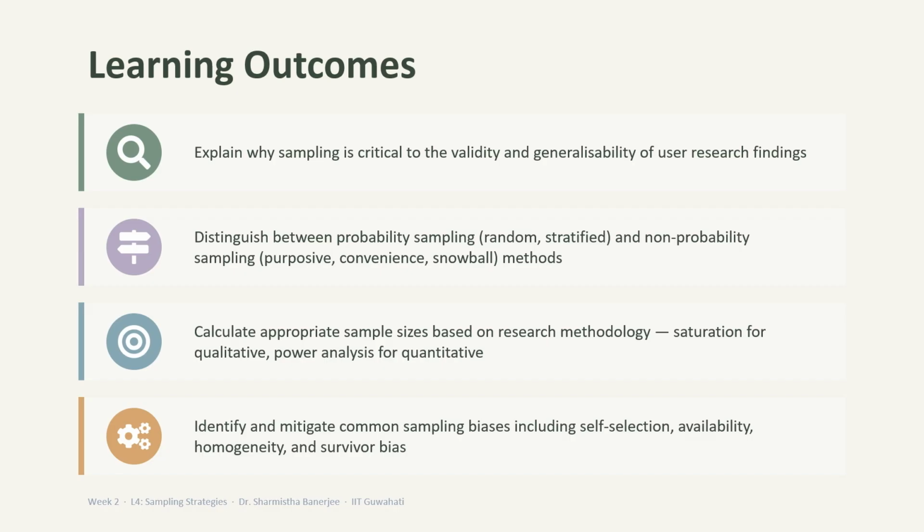We will distinguish between different kinds of sampling methodologies: probability sampling, which is either random or stratified, and non-probability based sampling, which can be purposive, convenience, or snowball methods. We will also calculate appropriate sample size based on the research methodology, how we can say that we have reached saturation, and what the power analysis is for quantitative analysis. We will also identify and mitigate common sampling biases, including self-selection, availability, homogeneity, and survivor bias.